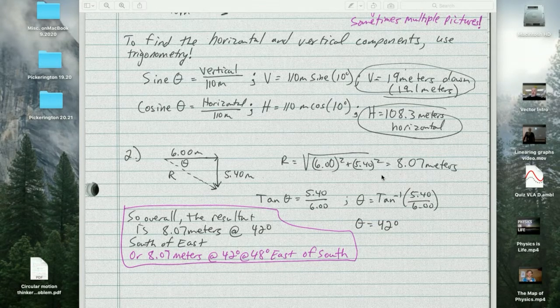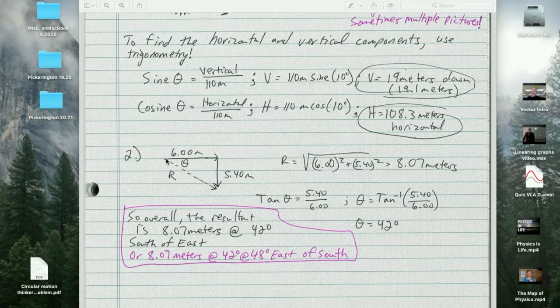It's around 8.1 meters. To find the angle, the tangent of an angle is equal to the opposite side over the adjacent side. But to get the angle all by itself, I have to take the inverse tangent function, which is using the ratio of these sides to figure out the angle. Again, you definitely want to make sure you know your order of operations and have this correct in your calculator. So that would give me 42 degrees. So the way I've drawn it, the resultant is around 8.07 meters at 42 degrees south of east.